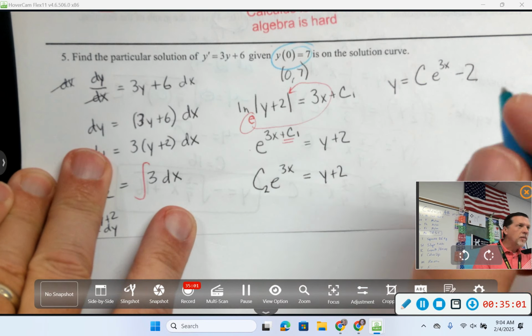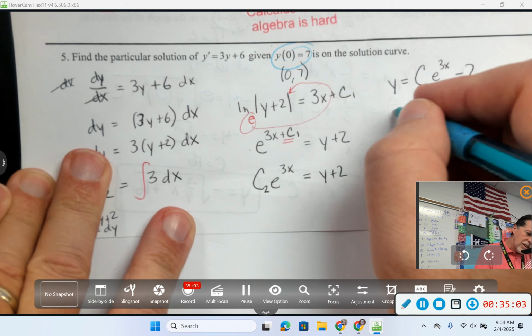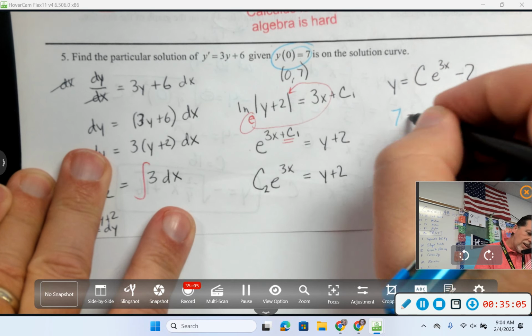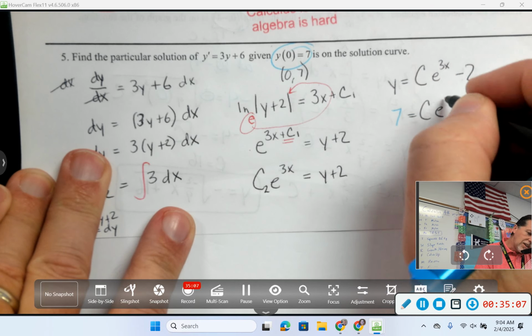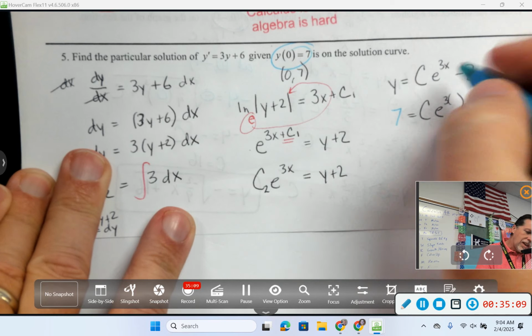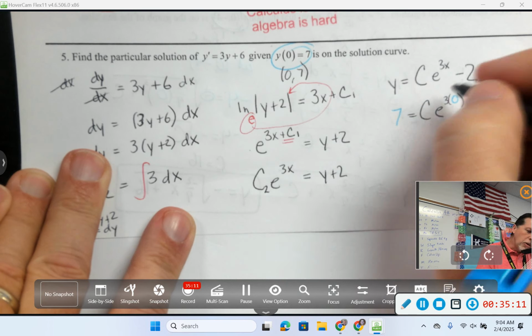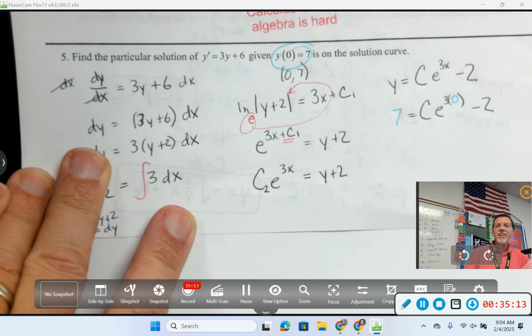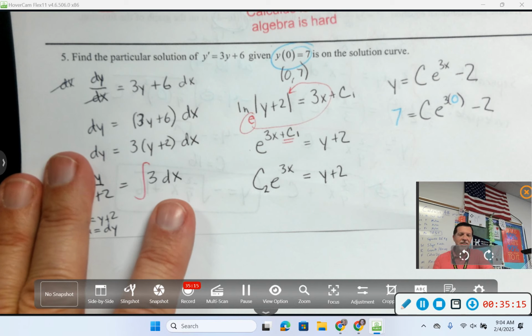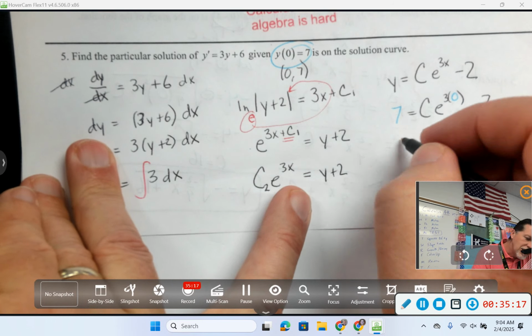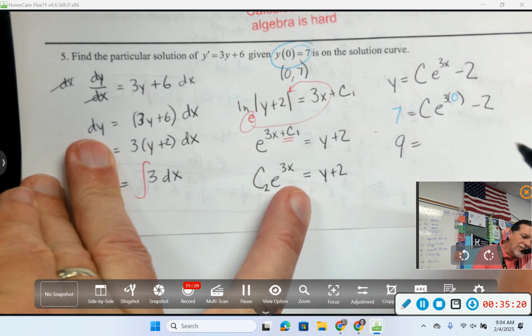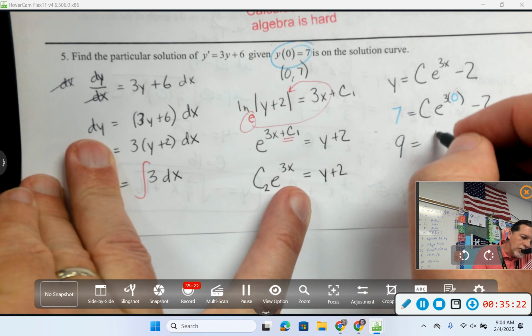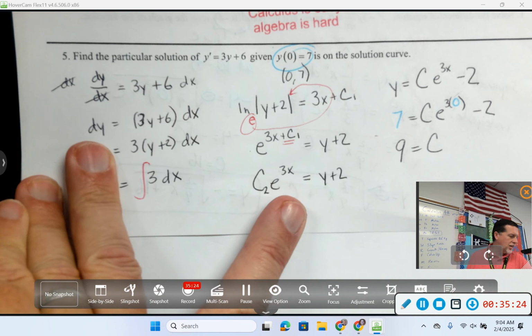Just plug in 0, 7. 7 equals c e to the... They usually give us 0 on these problems because it makes life a lot easier, because e to the 0 is 1. So if I add 2 over, e to the 0 is 1, I get c is 9.